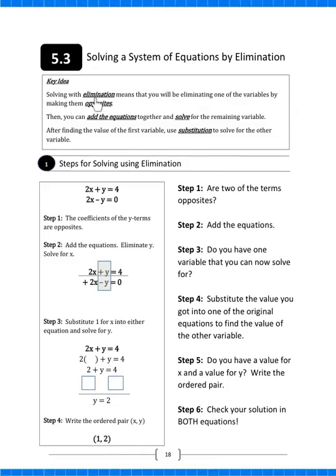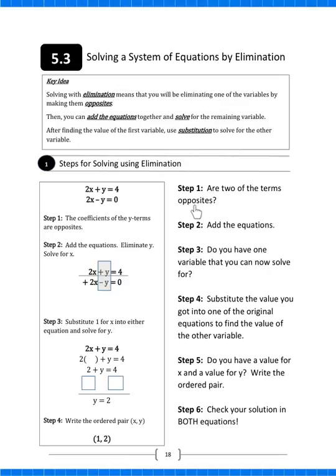Solving with elimination means that you will be eliminating one of the variables by making them opposites. Then you can add the equations together and solve for the remaining variable. After finding the value of the first variable, you use substitution to solve for the other variable. This step we've done a lot. You've been working with substitution. It's the elimination with opposites that's going to be new.